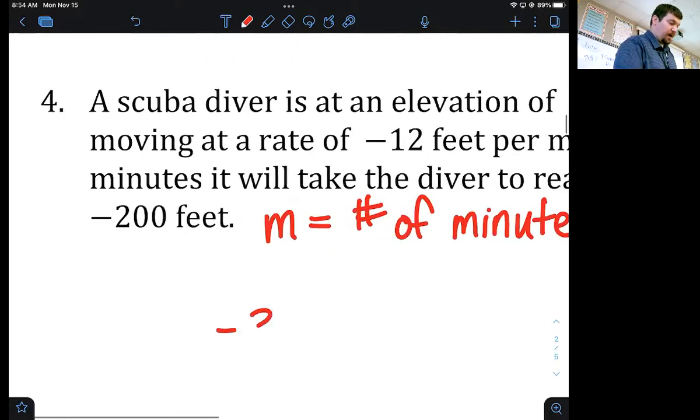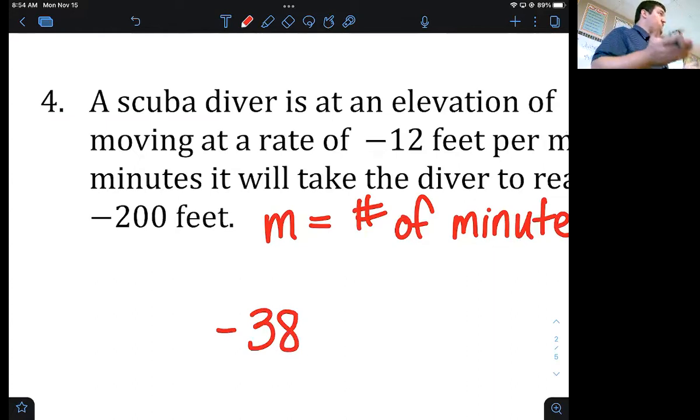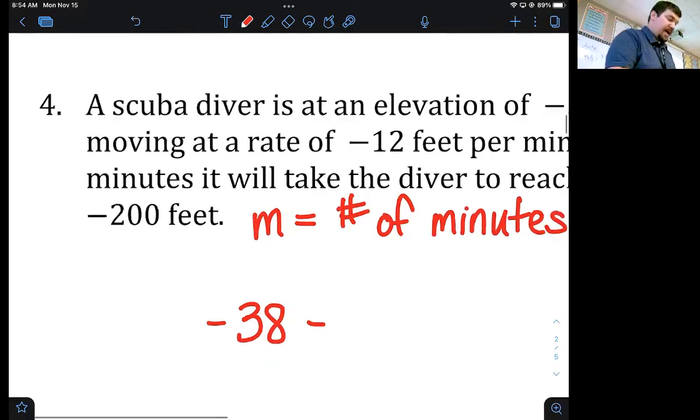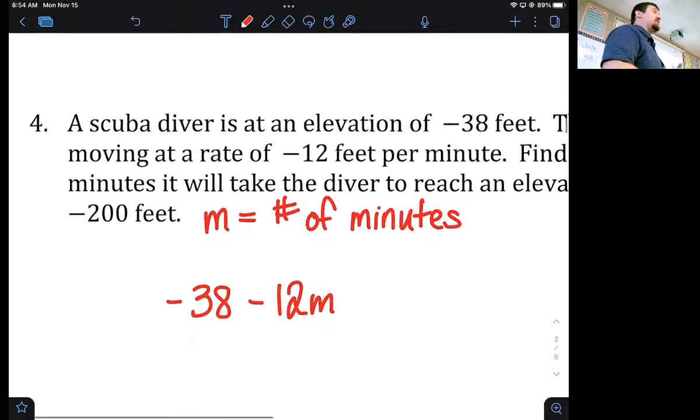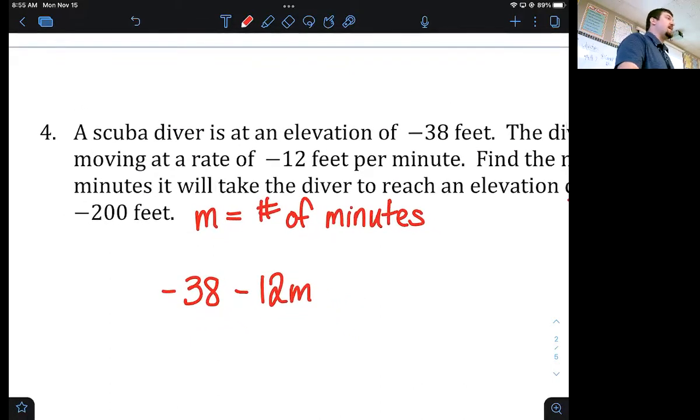Just like with our dollar amount, we started with like $320. We're going to start with where we're at. Where are we going? Are we rising or sinking? Sinking. That sounds bad. We're diving down, right? So we're going to go down. Our elevation is going to get smaller, and it's going down 12 feet, not once, but every minute we go down another 12 feet, another 12 feet, another 12 feet. This happens until we don't know how many minutes it'll take, but it happens until we reach an elevation deeper than negative 200.